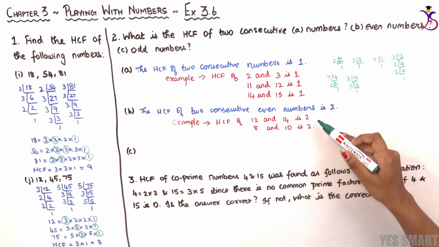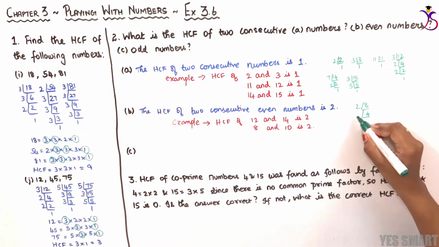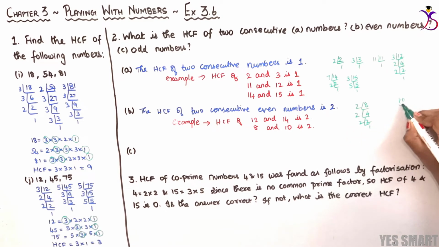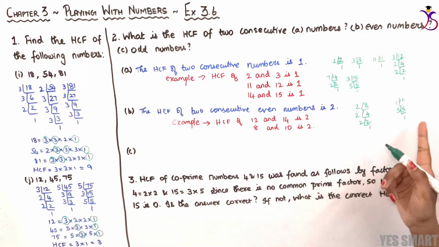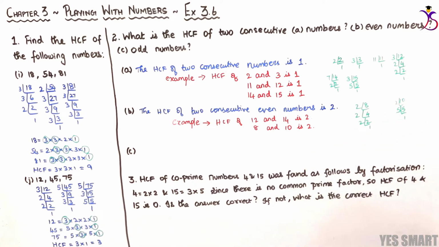For 8 and 10, for 8, 2 fours are 8, 2 twos are 4, 2 ones are 2. For 10, 2 fives are 10, 5 ones are 5. So on observing, the common factors are 2 and 1, that is, 2 ones are 2. Anyway, the highest common factor is 2.